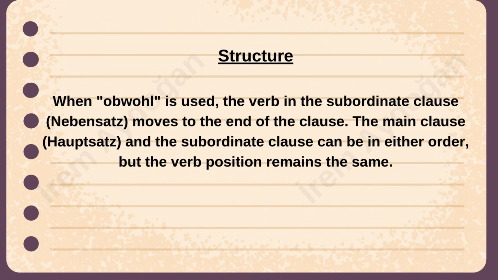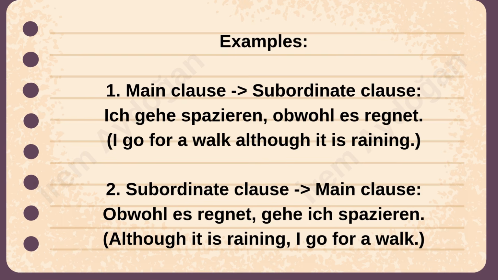The main clause: ich gehe spazieren. The subordinate clause: obwohl es regnet. I go for a walk although it is raining. It means this in English, just be careful how to use it and where to use it. Of course, I can do it at the beginning of the sentence. Obwohl es regnet, gehe ich spazieren. Although it is raining, I go for a walk. Of course, it's an option also.